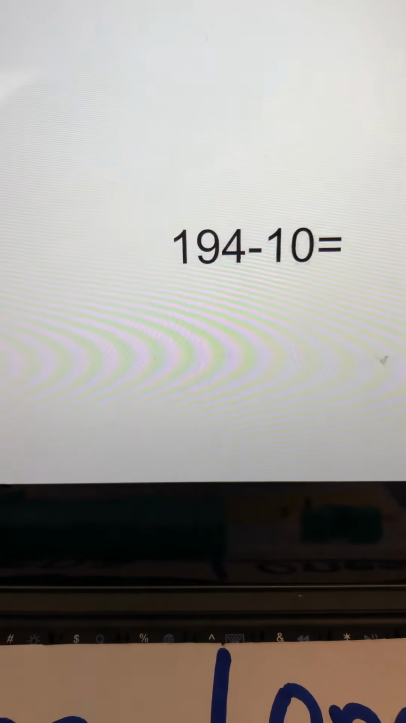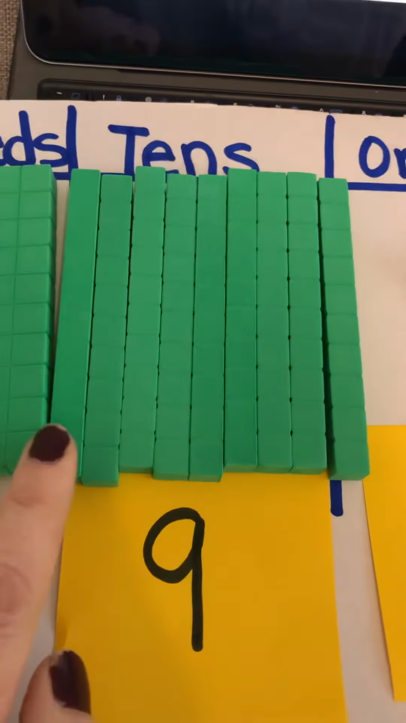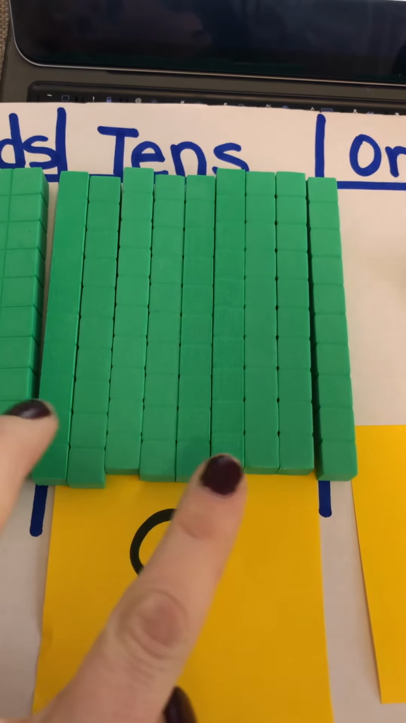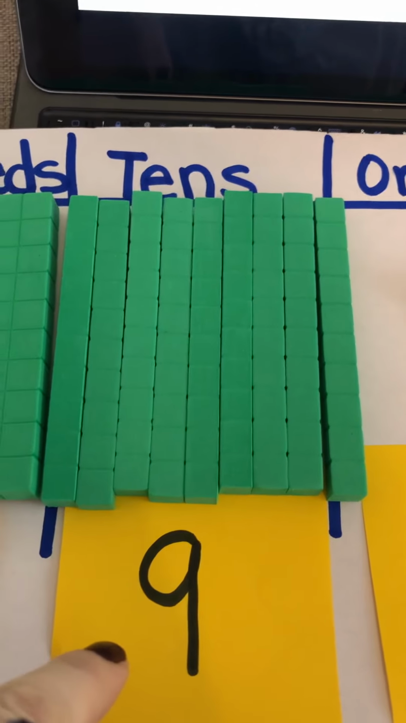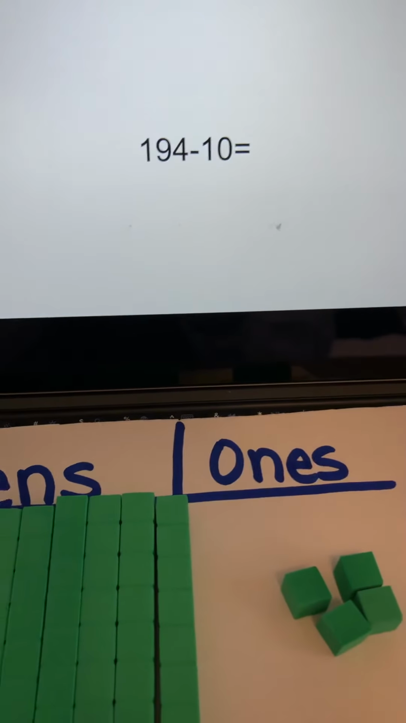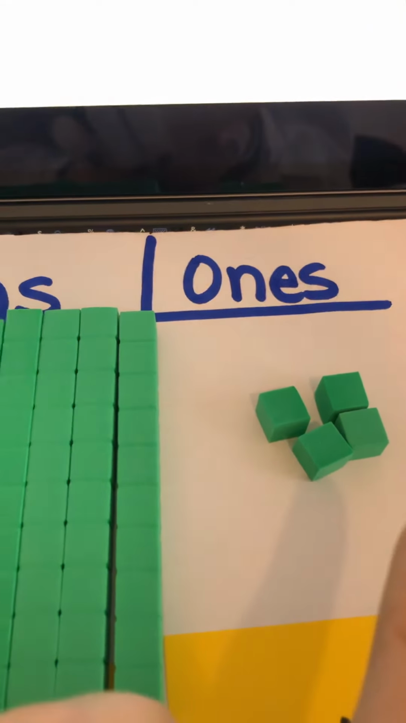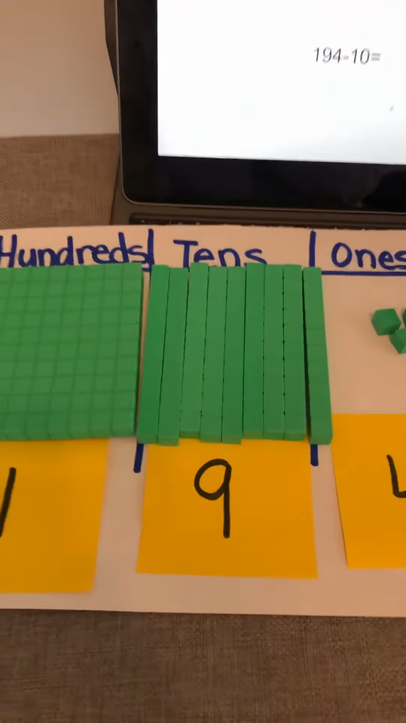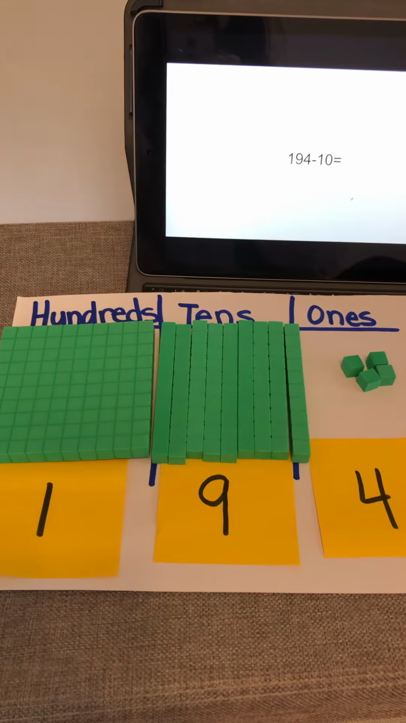How many tens do we have in the number 194? I heard some of you say it, 9. Let's count. 1, 2, 3, 4, 5, 6, 7, 8, 9. Good. So I have 9 tens. And how many ones do we have, everyone? 4. Good. 1, 2, 3, 4. So this is what 194 looks like in our table.